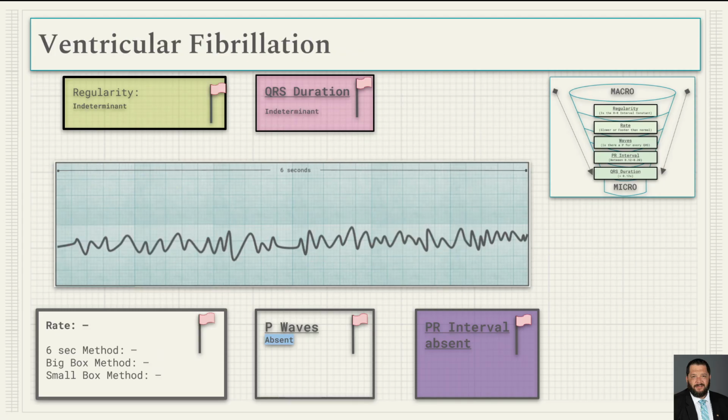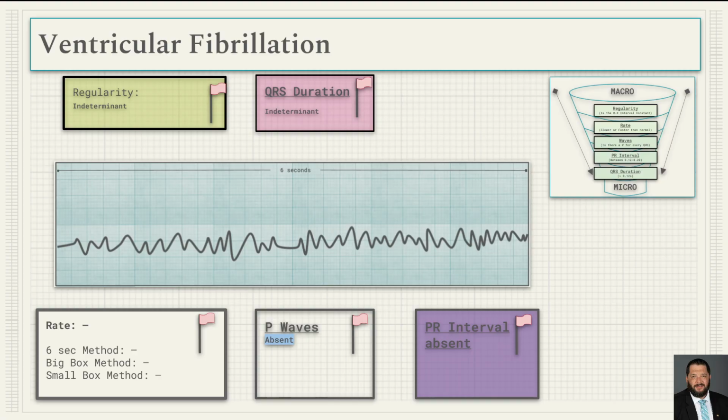Ventricular fibrillation. This is when the heart has finally started to completely erode away and is no longer functioning to a point that it's perfusing at all. We cannot determine regularity because we do not have any QRS complex to identify an R to R interval. Our rate is immeasurable. We have a highly chaotic baseline with no real discernible wave or function, so we cannot determine P waves, QRS duration, or PR interval.